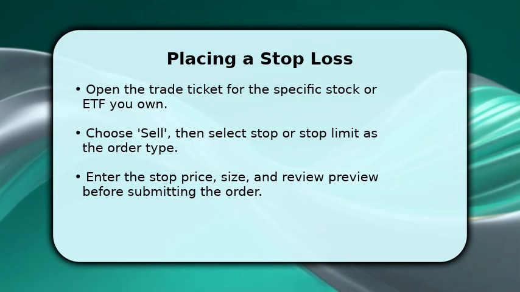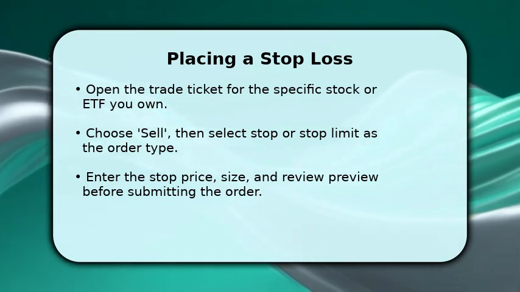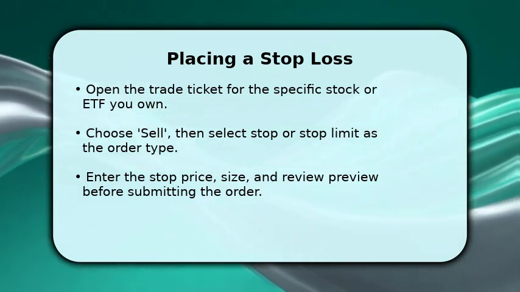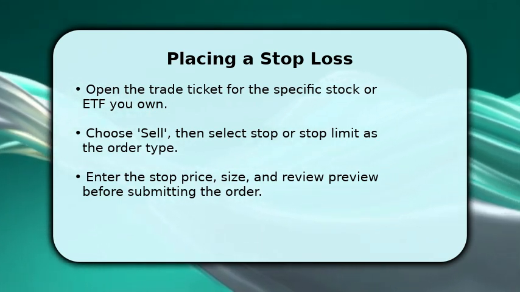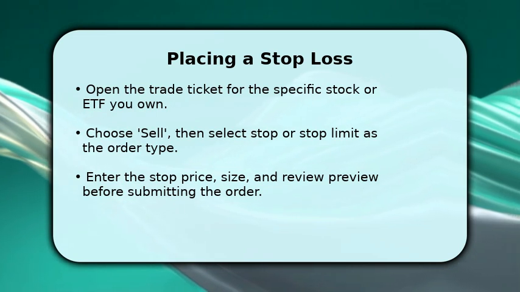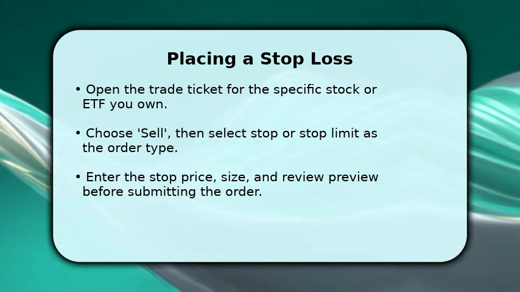To place a stop loss on Etrade, open the trade ticket for your position and choose Sell, then select Stop or Stop Limit as the order type. Enter the stop price at which you want the order to trigger and specify the share size.